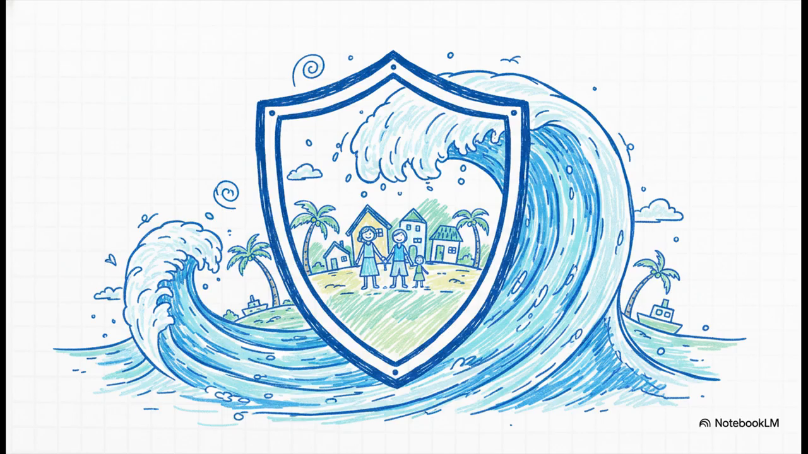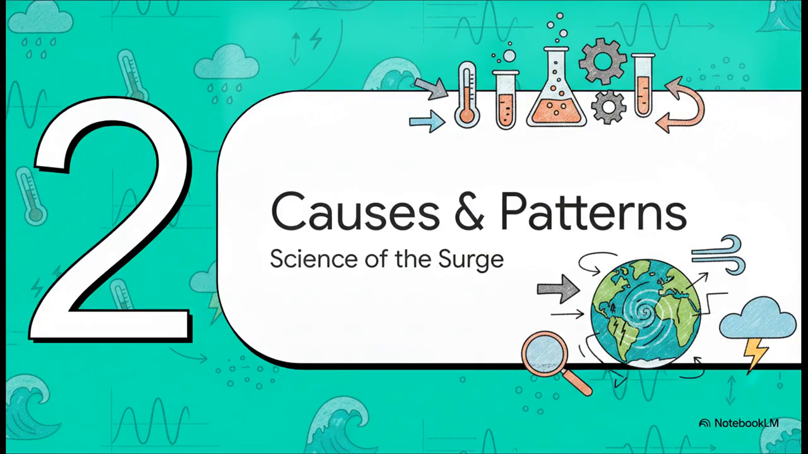Seeing what actually happens to a community when a tsunami hits, like the sheer speed of that water washing over massive seawalls, is a devastating reminder of why hazard preparation saves lives. It is the why behind all the data and models we study. It shows us that mitigating these hazards isn't just some academic exercise. It's a critical, life-saving mission. Moving on to Section 2, causes and global patterns, the science behind the surge.